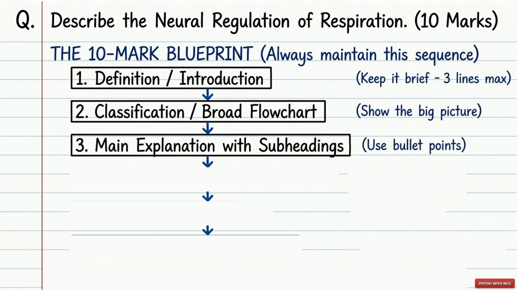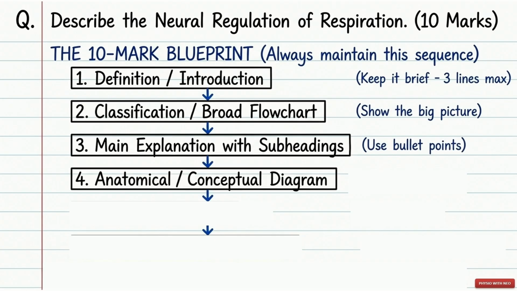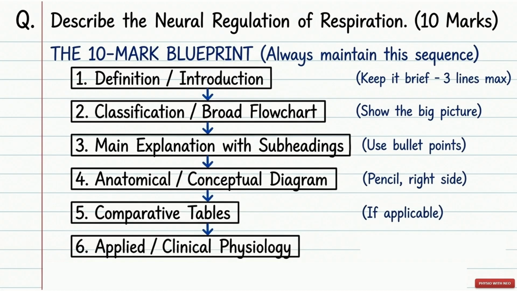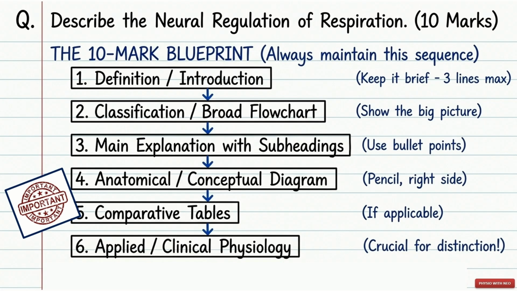Use bullet points. Next, anatomical and conceptual diagram. Draw it with a pencil and label always on the right side. Next, comparative tables if applicable. And lastly, the applied or clinical physiology. Remember, this is very crucial for the distinction. It's a very important point to write this blueprint. If you master this, your half work is done.